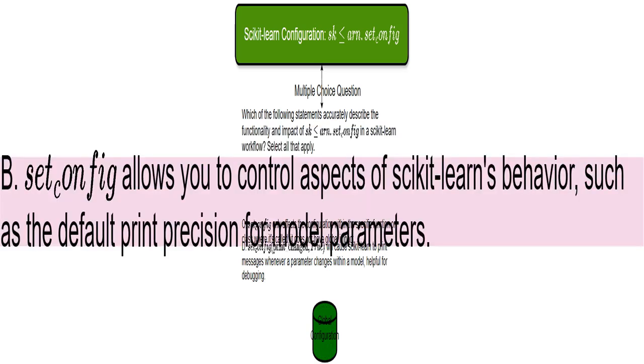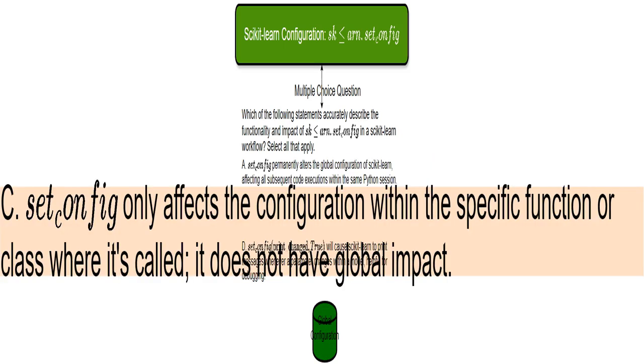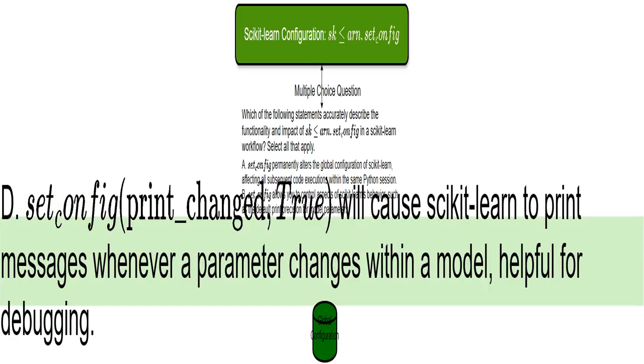Option B explains that set_config lets you manage how scikit-learn behaves, like setting the number of decimal places shown in model output. Option C suggests that set_config only changes the settings within the specific piece of code where it's used, not globally across the entire session. Option D describes a specific use: using set_config, print_changed=True makes scikit-learn show messages every time a model setting changes. This is extremely helpful for fixing code errors.